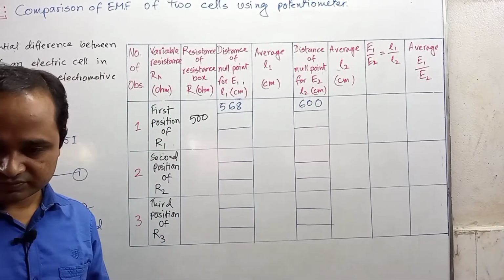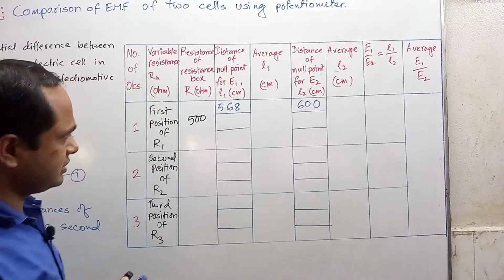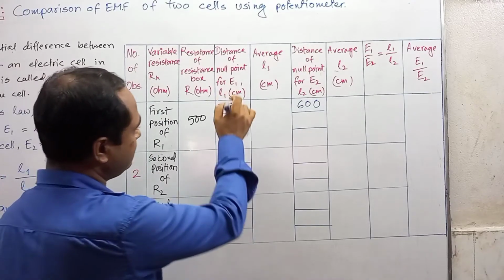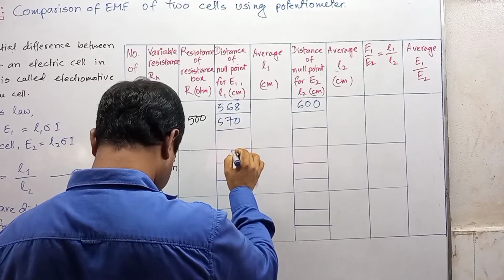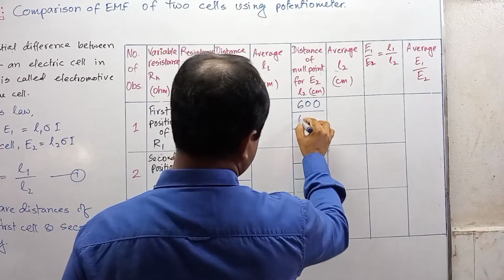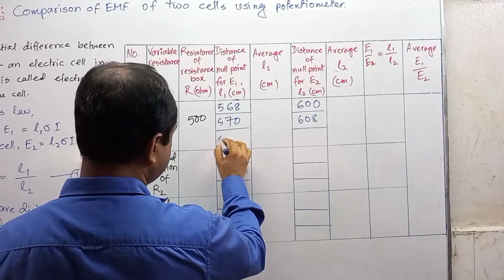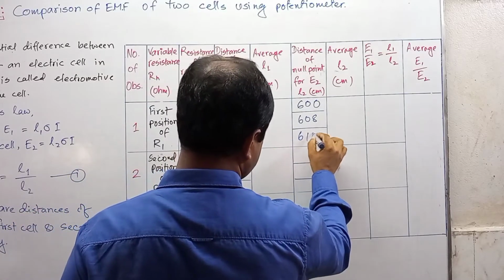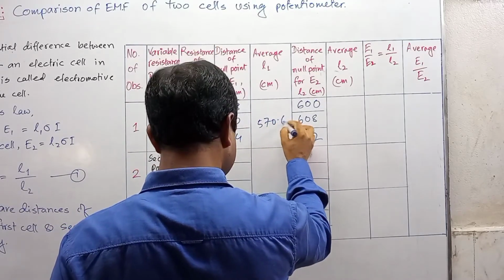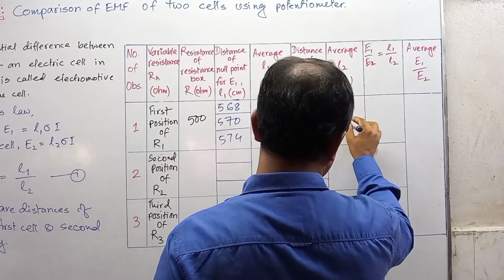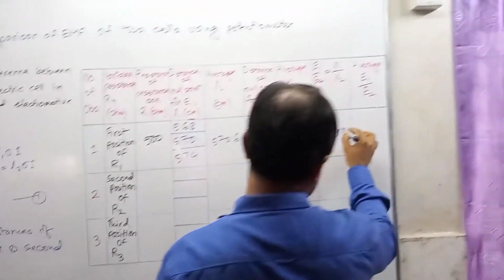Now, dear student, similarly we got the readings for the next two. For L1 we have got 570, then for L2 608, then for the last reading 574 and 612. So the average value of these three readings is 570.6 and the average value of the other three readings is 606.6. So the ratio of the two readings is 0.94.